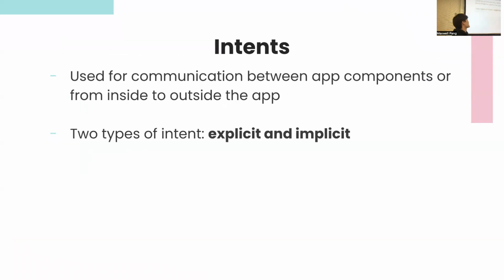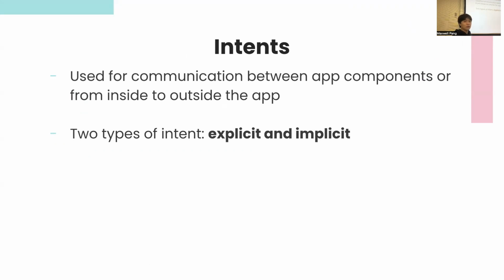Okay, so now let's talk about intents. So intents are used for communication between app components, and they're used both inside an app and to communicate externally outside of an app. And so there's two types of intents. There's explicit and implicit. So we use explicit intents to communicate within our app from one activity to another, but we use implicit intents to communicate outside of the app.